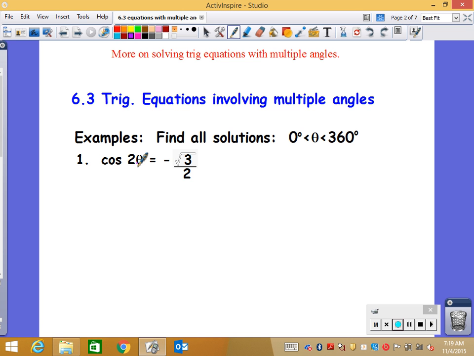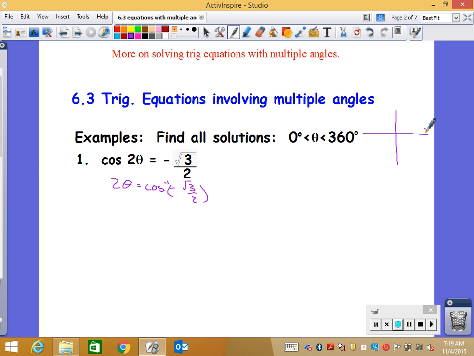So we're going to start this problem. Cosine 2 theta equals negative root 3 over 2. By knowing what we know how to do best, and that's take inverse trig functions, we're going to take the inverse cosine. So we get 2 theta is equal to the inverse cosine of negative root 3 over 2. Now we need to figure out, hey, what quadrants is my cosine negative? So let's draw a picture.